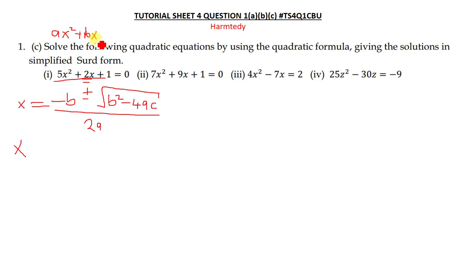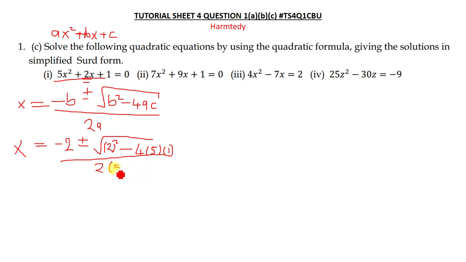This is bx, then plus c. So x will now be equal to negative b, which here is negative 2, plus or minus the square root of 2 squared, and then minus, of course this is supposed to be in brackets, minus 4. Our a there is 5, and then our c is 1. Then everything divided by 2a.